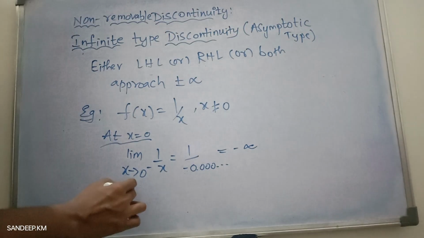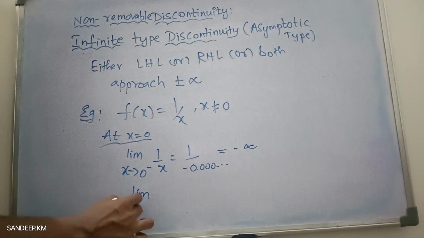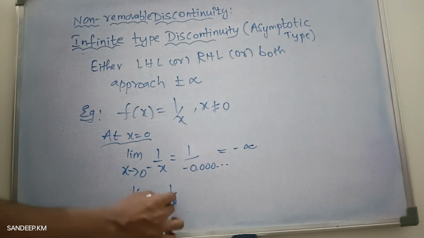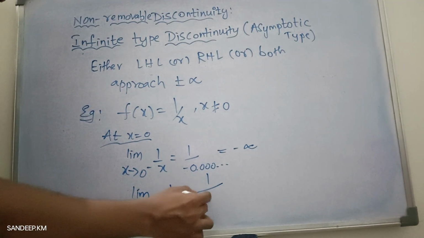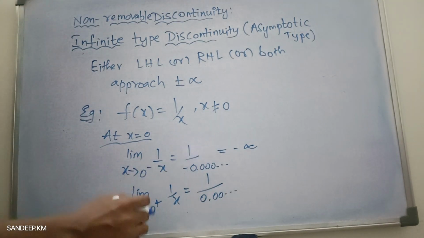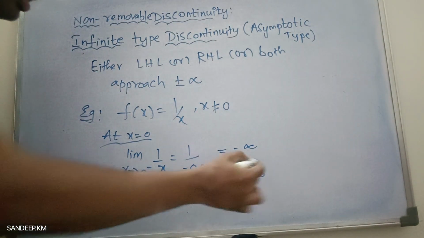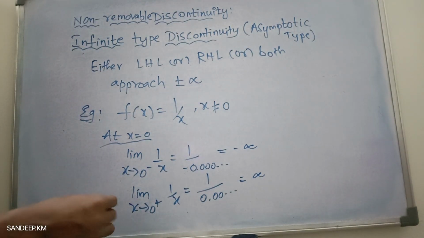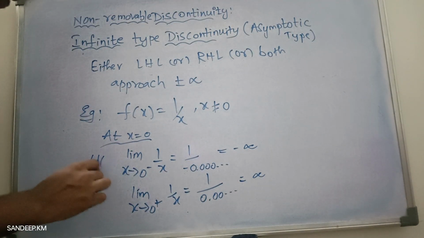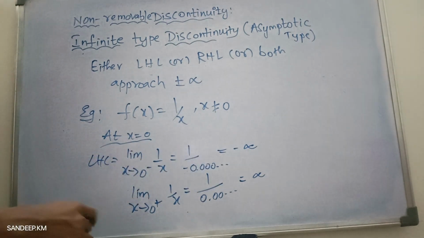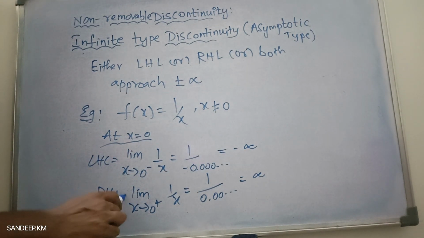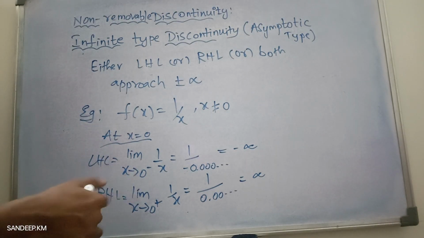Similarly, dear students, what is the right hand limit? Limit x approaches 0 plus 1 by x. 0 plus means 1 divided by 0.0000 and so on, and its value is approaching plus infinity. See, observe, in this case the left hand limit is taking minus infinity and the right hand limit is taking plus infinity. Correct or not? Obviously, the limit does not exist.